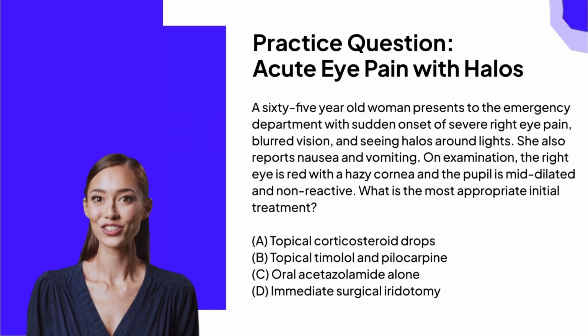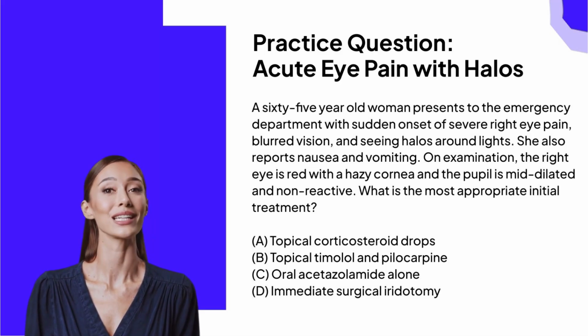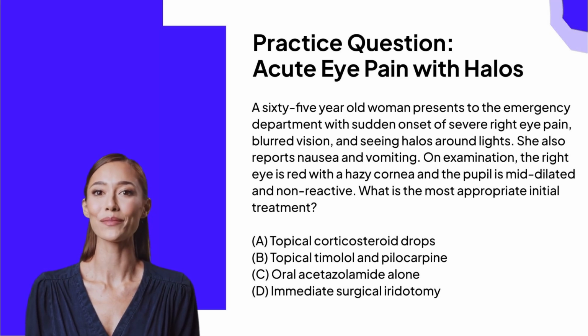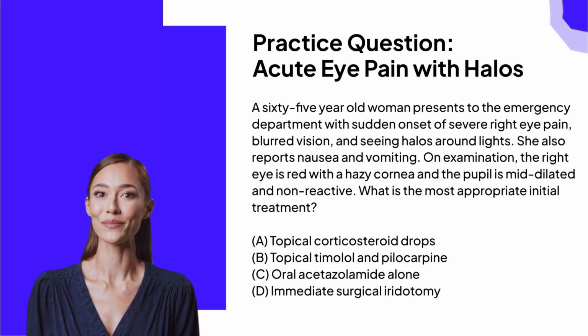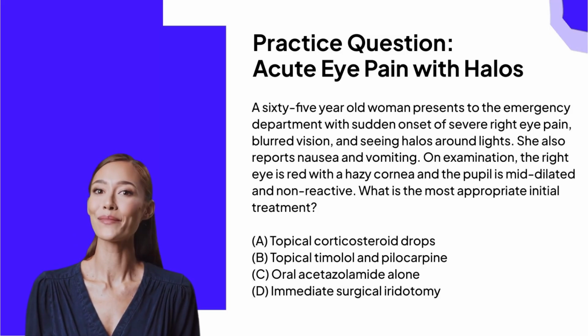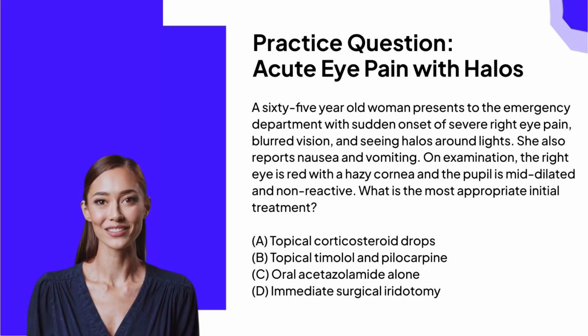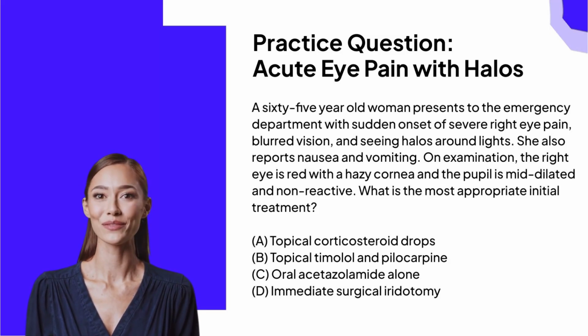Now let us try another question. A 65-year-old woman comes to the emergency department with sudden severe right eye pain, blurred vision, and halos around lights. She is also nauseated and vomiting. On exam, the right eye is red, the cornea is hazy, and the pupil is mid-dilated and non-reactive. Take a moment to think about this. What diagnosis jumps out at you? What are the key buzzwords? Sudden onset, severe eye pain, halos, nausea, red eye, hazy cornea, and a mid-dilated fixed pupil.